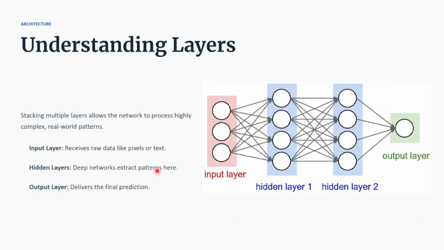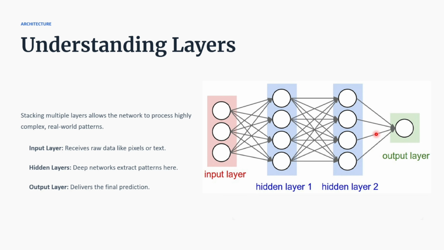Now, one neuron alone can only make very simple decisions. Real world problems like recognizing handwriting, detecting spam emails, or predicting house prices need many neurons working together. This is where the idea of layers comes in. First, we have the input layer, which receives the raw data such as pixels of an image or numbers from a dataset. Then we have one or more hidden layers where the actual pattern learning happens, and each neuron here picks up a small piece of the overall pattern.